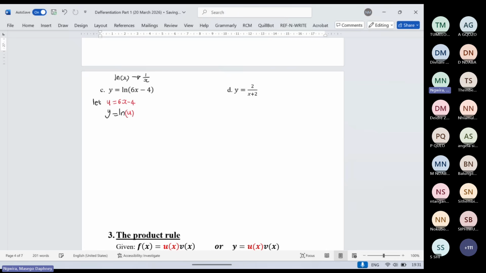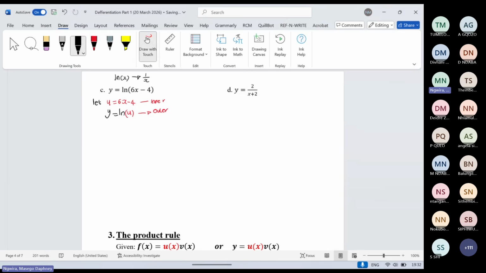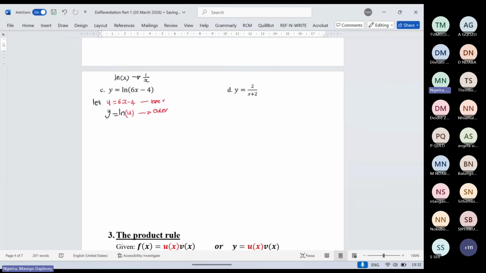After we do this, now we differentiate. This is my outer, this is my inner, the one that is inside. It's not really important to write this, by the way. Ma'am, it actually is important, what you're doing there is very important. Okay. So this is inner, and this one is outer. I'll keep writing it.